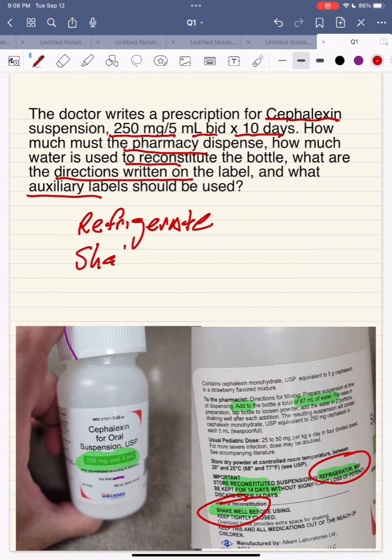Shake well. This is a suspension. If you don't shake it well, the drug is going to be on the bottom, and all you're giving the patient is water. Always shake suspensions well before you draw out the dose. Very important.